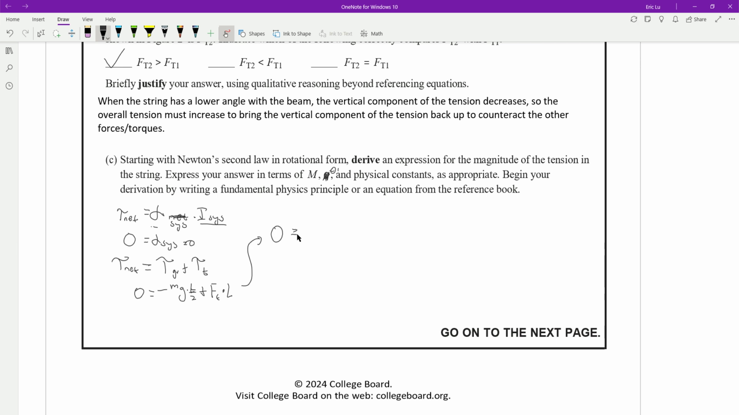So just rearranging this, we get Ft times L minus mg L over 2 equals 0. Now we need to find Ft. So we rearrange it: mg L over 2 equals Ft times L. And then we can cross out L on both sides, and we get mg over 2 equals Ft.